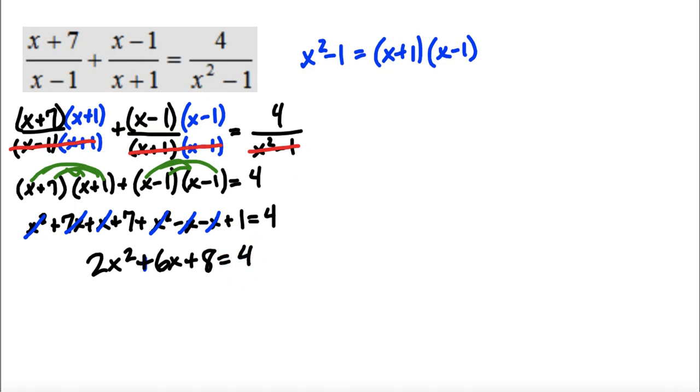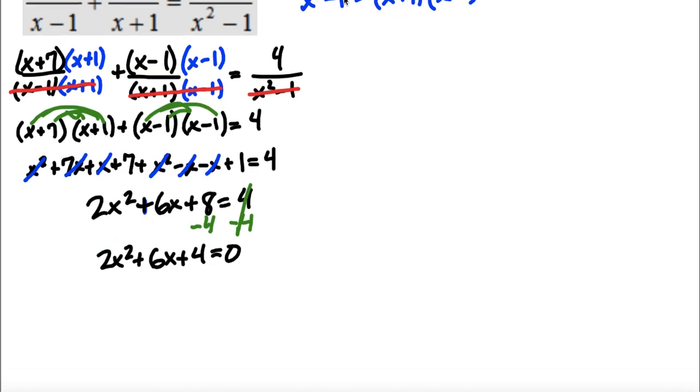Now I'm almost ready to solve this, but I need to move the 4 over here. You always want to have your equation equal to 0 to solve a quadratic. So I'm going to rewrite this. Now, this looks like you have to do factoring by grouping, but notice you don't have to do that. You can just divide 2 out of every term. So I'm going to factor 2 out of every term. This is going to be 3x, and this is going to be 2.